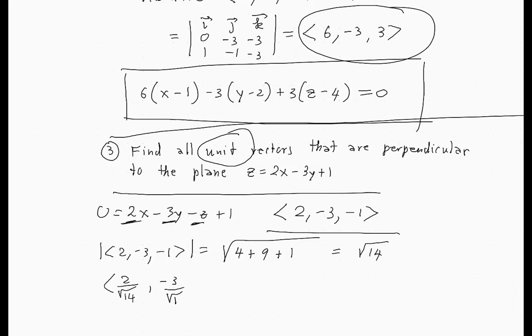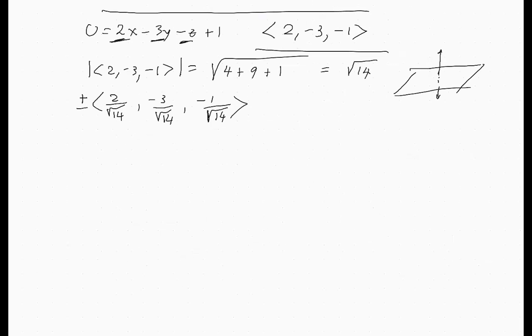Is this the only vector? I mean, let's draw a picture. And there's something obvious here. So if you have one unit vector here, then the opposite vector is also a unit vector, which is also perpendicular. That's why your answer will be complete if you say that this is plus or minus this vector. And that's it. And let's go to the last problem.